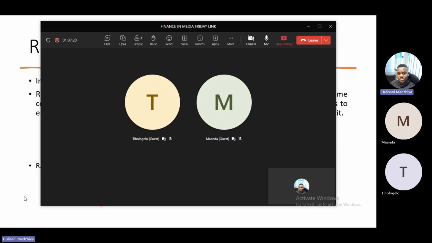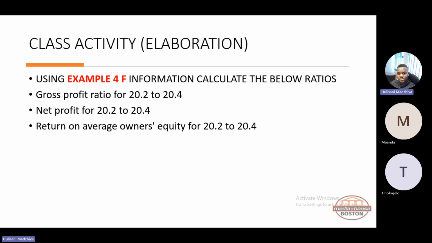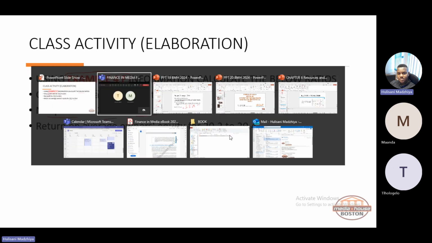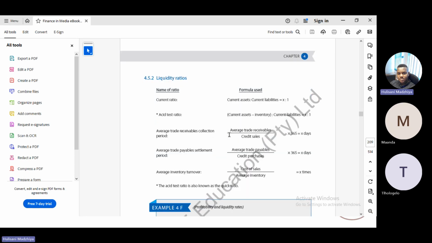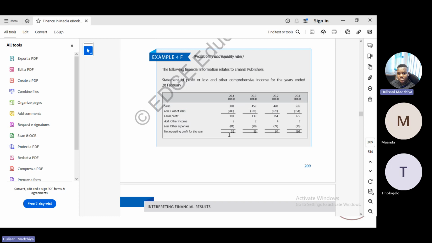So I just want us to then take a look into an example in the textbook, example 4F. So example 4F requires us to calculate the below ratios: the gross profit for 2002 to 2004, net profit ratio for 2002 and 2004, and return on average owner's equity for 2002 to 2004. So I'm just going to try and switch to that and see if I have it opened here or if it's not far from me. Okay, here we are.